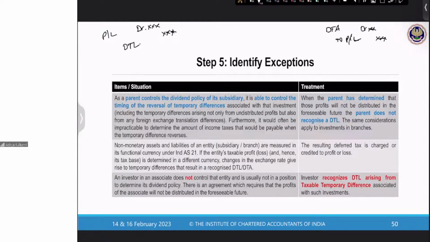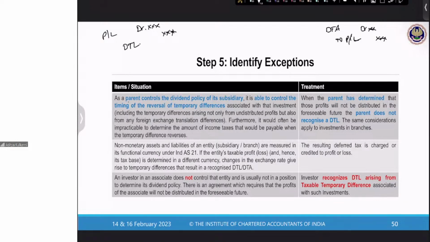Both the conditions, the conditions for the DTL as well as the DTA, are based on the pure conservatism principle. They are based on the conservatism principle. Okay. So now let us look at it.